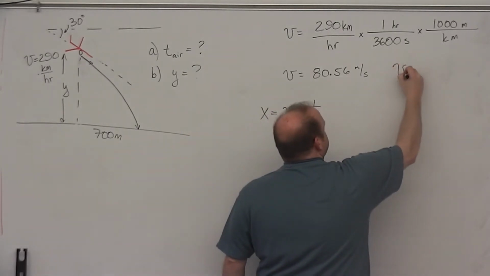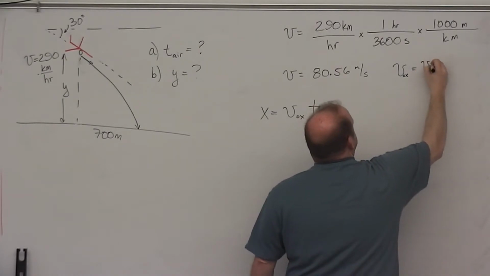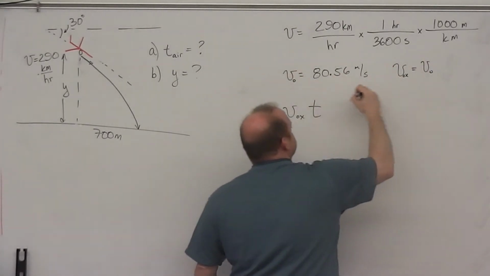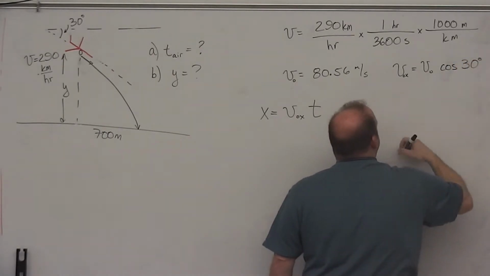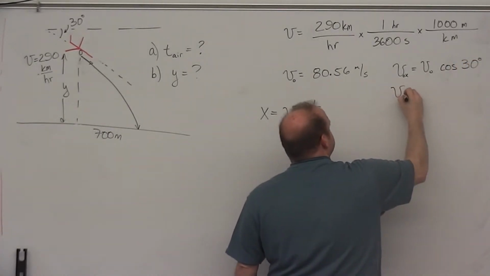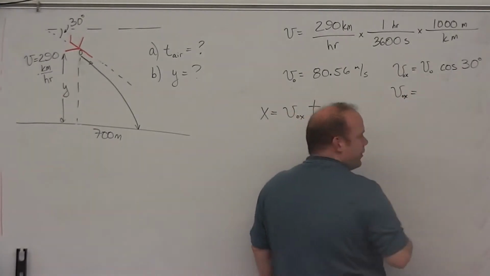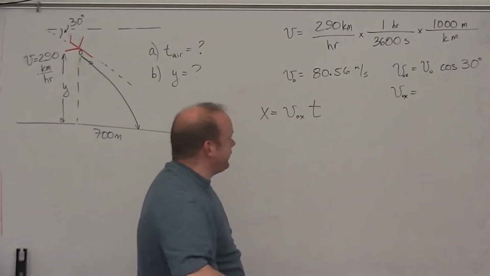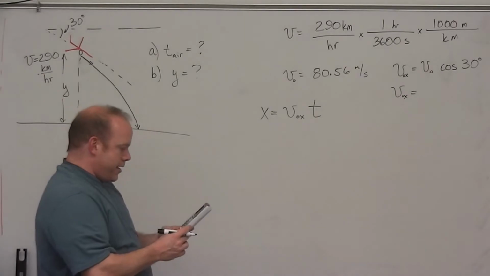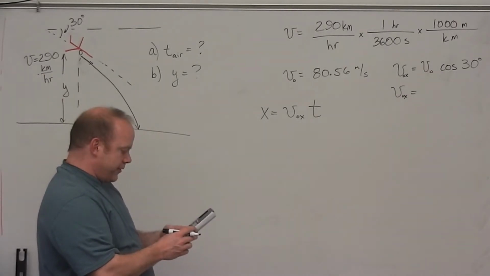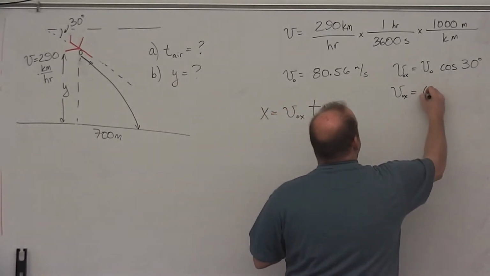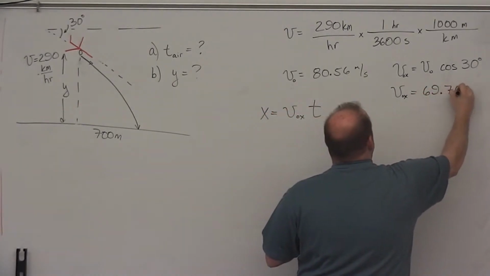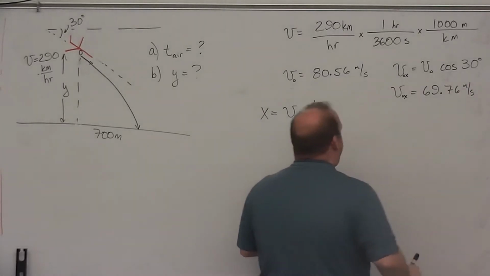My V0x is going to equal my V0, I should write this as V0, times the cosine of 30 degrees. So V0x is equal to, and it's not negative because it's going in the positive x direction. So I'm just going to multiply that by cosine of 30 degrees, and I got 69.76 meters per second.